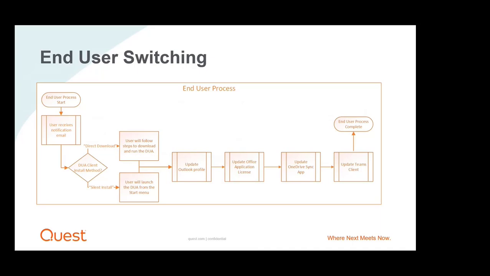Then the end user starts his process. He receives the notification email, tells him kind of what he needs to do. Depending on what your application delivery method was, will dictate what they do next. When they launch it, they will be prompted for their target password. We will then reconfigure Outlook. Next, we will reconfigure the Office application. Then the OneDrive sync and Teams client update. If you've decided not to do any of those, they're just grayed out.